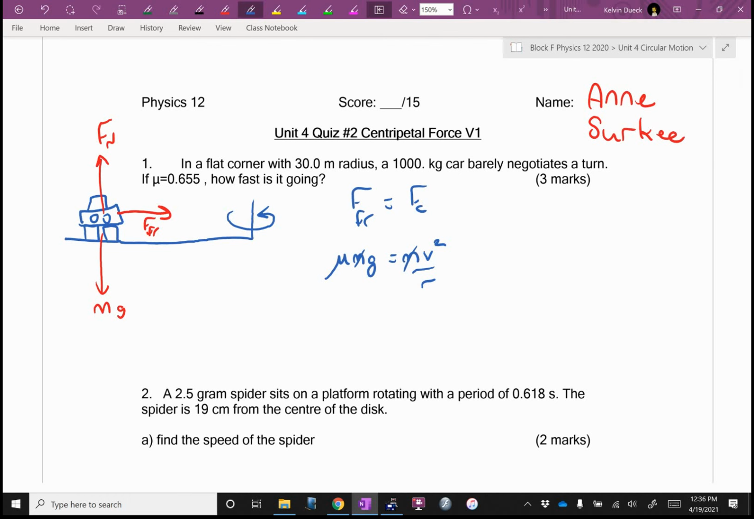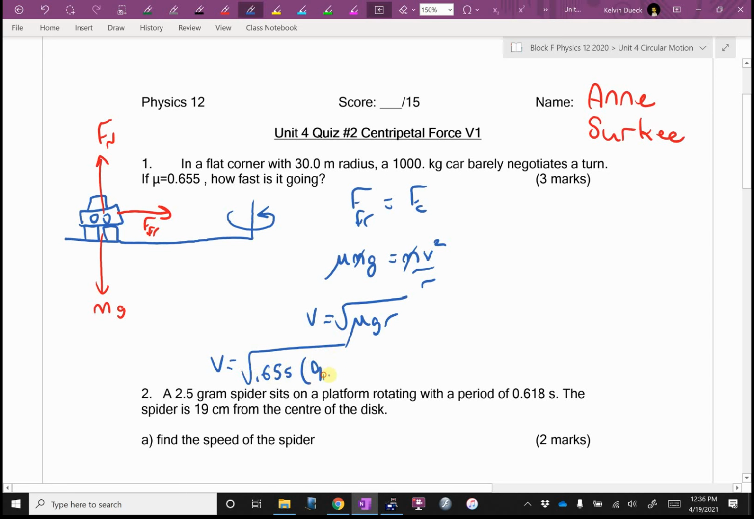Anyways, they want the v by itself. How would I get the r by itself? If they had asked me for that, I would times by r, divide by mu g. So I'm going to get, anyways, v equals the square root of mu g r. V is going to be the square root of 0.655 times 9.8 times 30.